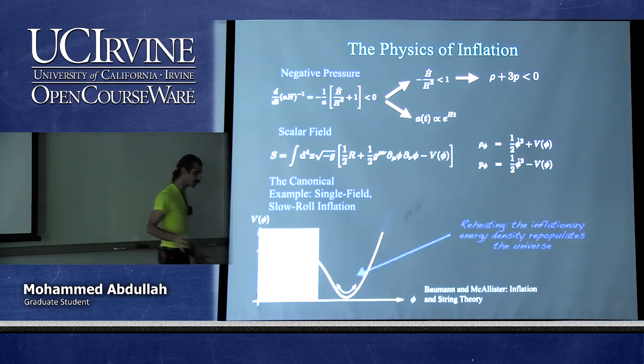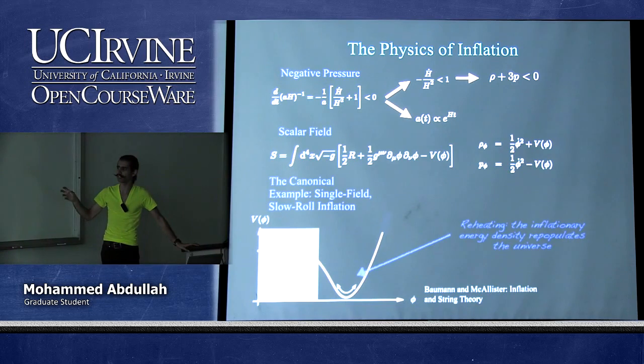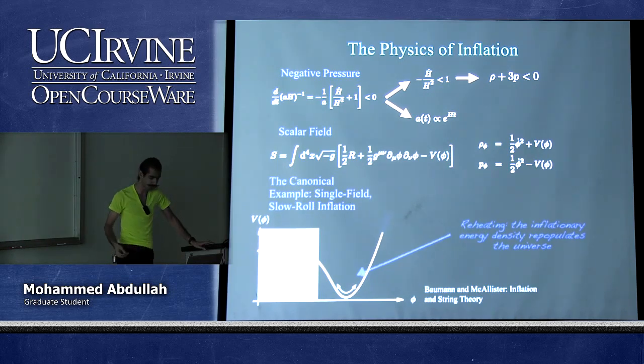It's a complicated mechanism, but the end result is that all the energy density of your so-called inflaton will be transferred to other degrees of freedom, like the standard model, dark matter, etc. And it kind of repopulates the universe. So that solves the horizon problem.